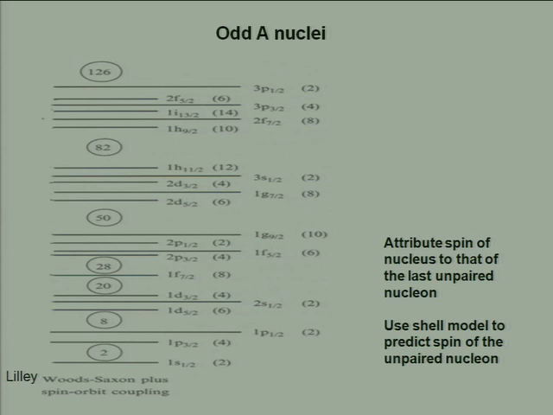And especially when you go to look at the excited states of the nuclei, the approximations break down more and more, and so you're less and less able to predict the spins. But again, in the absence of any other information, that's basically all you have to go by.